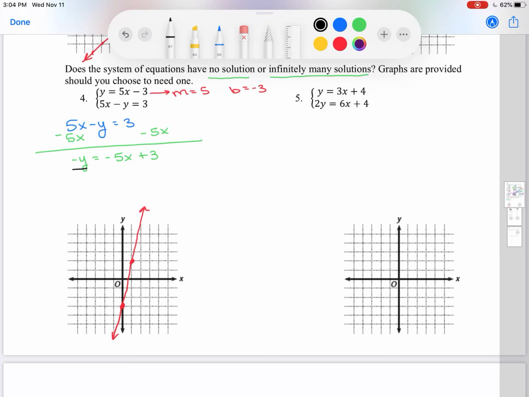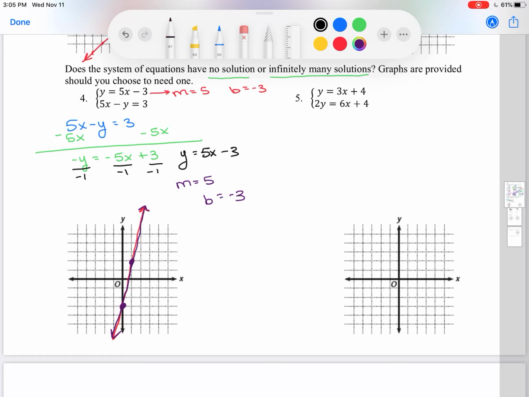The second function says 5x minus y equals 3. Well, this function is not in slope-intercept form, so I need to move things around to get it into slope-intercept form by subtracting a 5x from both sides. That's going to leave me with -y equals -5x plus 3. And then in order to get rid of that negative in front of my y, I need to divide everything by -1. So I'm really working with y is equal to positive 5x minus 3, which will give me a slope of 5. Notice it's the same slope. And a b value of -3. Notice it's the same b value.